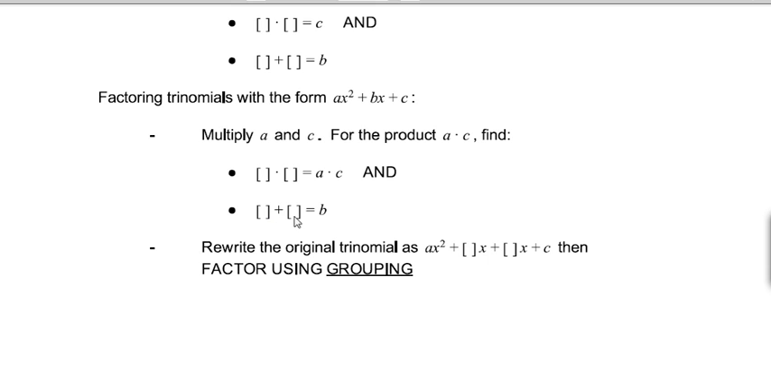After you find the two numbers, we're not in as good of luck as we were with the previous one, where you just wrote parentheses and wrote x plus whatever that number is. Now you have to rewrite the original trinomial, ax squared plus bx plus c, where you replace the bx with x terms that have coefficients of the two numbers you found. And then factor it using grouping, which we did previously. So I'm going to do some examples, that way you can see what I'm talking about.